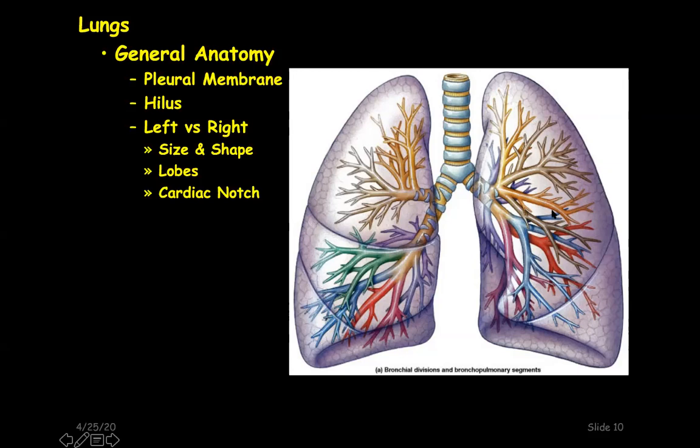The left lung is separated into 2 lobes by an oblique fissure. So it's only 2 lobes. It has a distinct cardiac notch, which accommodates that leftward displacement of the heart. The right lung is shorter, and it's more broad than the left lung, which is a little bit longer.